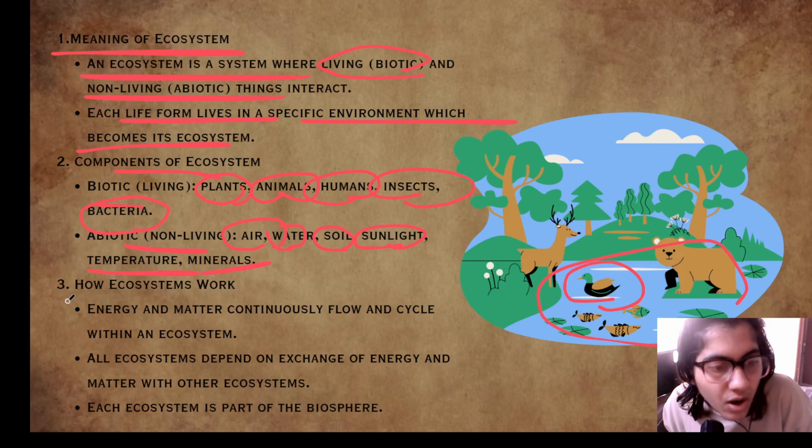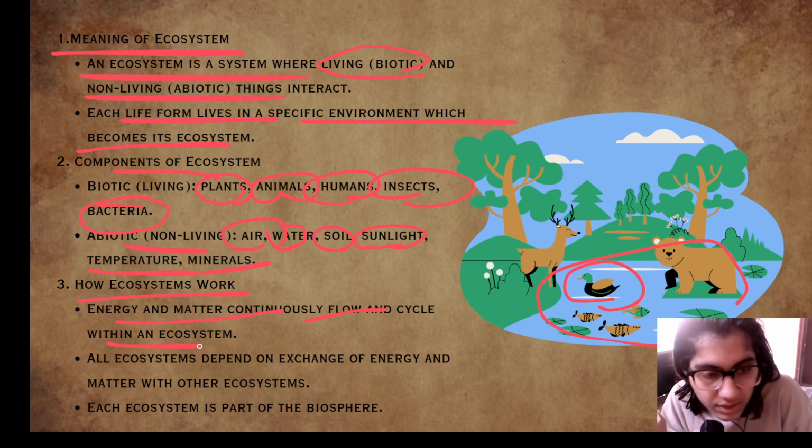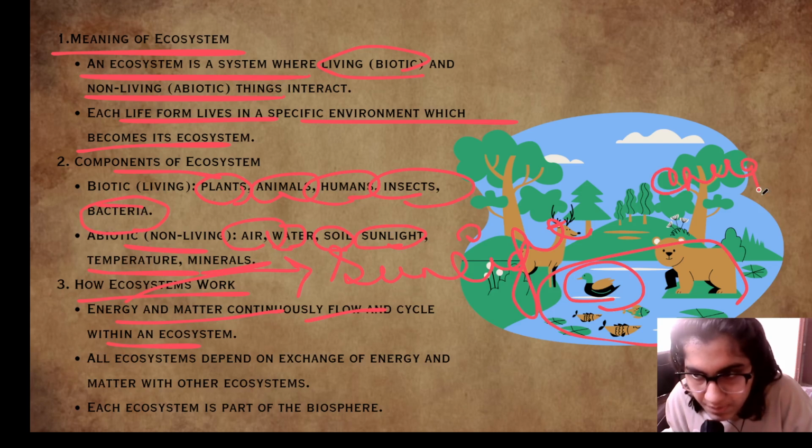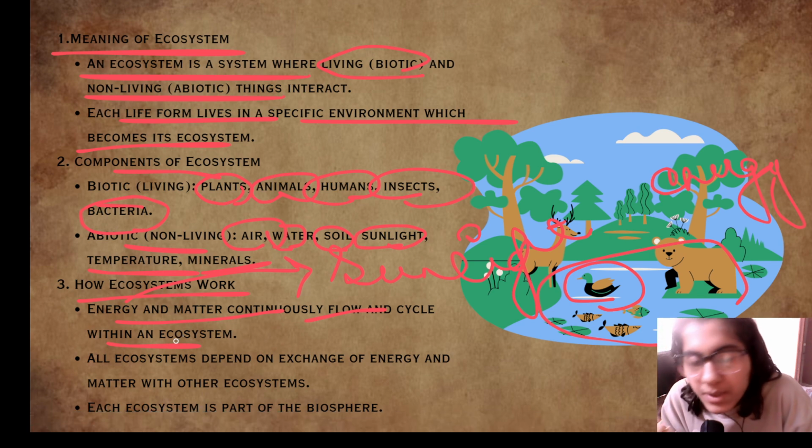How do ecosystems work? Energy and matter continuously flow and cycle within an ecosystem. The specific type of energy that we are talking about is sunlight energy, the energy that we get from the sun. Energy and matter, meaning air, water, soil, continuously flow and cycle within an ecosystem.